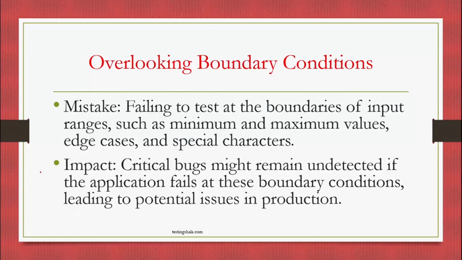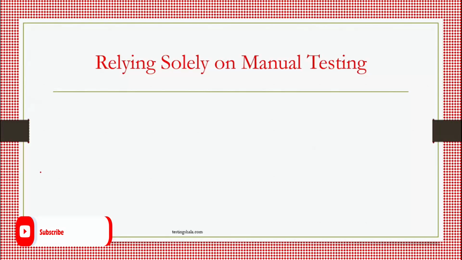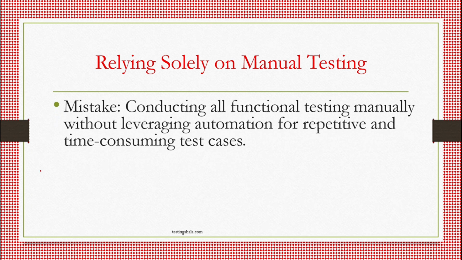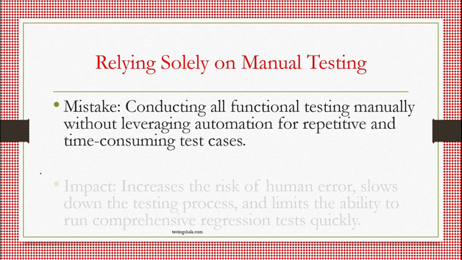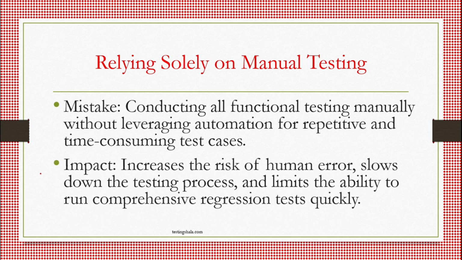And the next one is relying solely on manual testing. This is also another mistake we make while doing functional testing. You should not just rely on manual testing, you should also look for automation. Otherwise it would be repetitive and time-consuming if we limit ourselves to manual testing. That is a big mistake you should not make. You should always plan for automation testing.